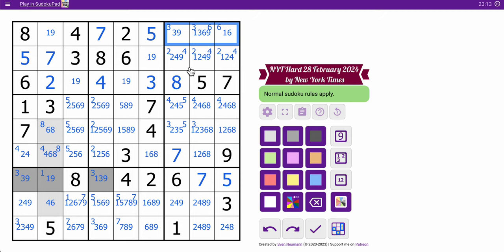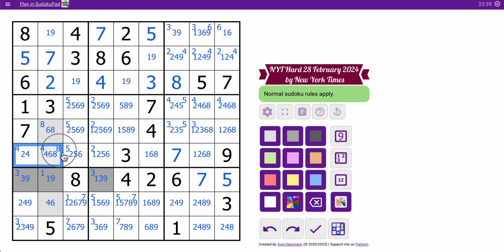Box one, two, and three, I think, are done. There's nothing I can say there, and there's nothing I can say here. And three of these are three, six, and the one that isn't is one or nine. Box four? Two's there, five, wait a minute.